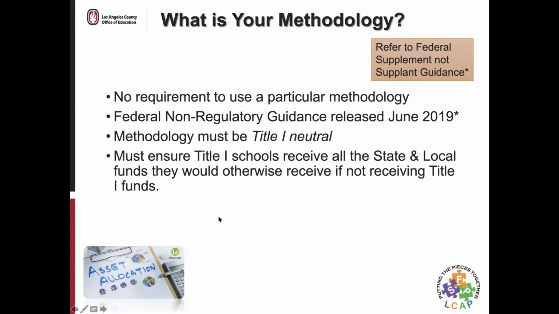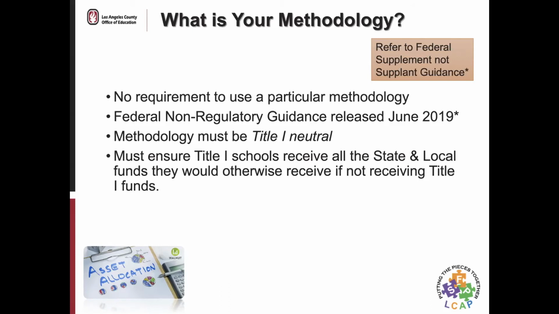Okay, so an LEA has to demonstrate their methodology, and that's outlined in the federal supplement, not supplant guidance. There's no requirement that you have to use any particular methodology. Ideally, your current methodology for how you allocate funds to schools is working. But the methodology has to be what they refer to as Title I neutral. In other words, you can't take a school's Title I status into account when allocating funds and say, well, they've got Title I, they don't need this money. You have to keep it neutral.